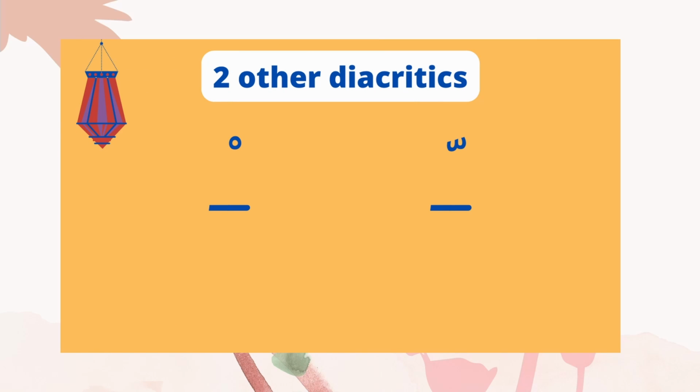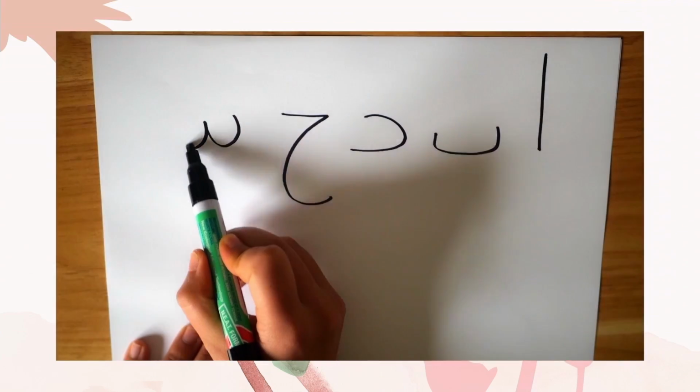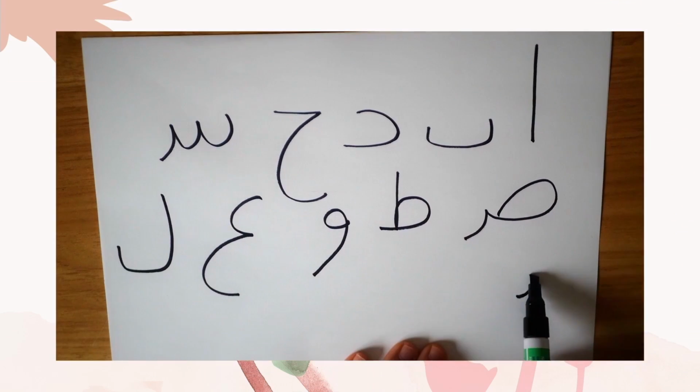There are two other diacritics, sukun, which indicates an absence of vowel, and shidda, which indicates a double letter. Both are written above the letter. This means only the i vowel is written underneath it. The alphabet is made up of 28 letters, but it only has 14 graphic forms.